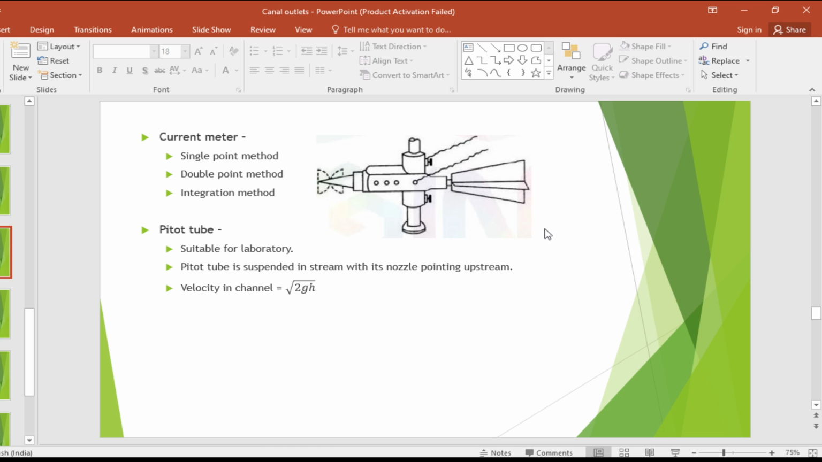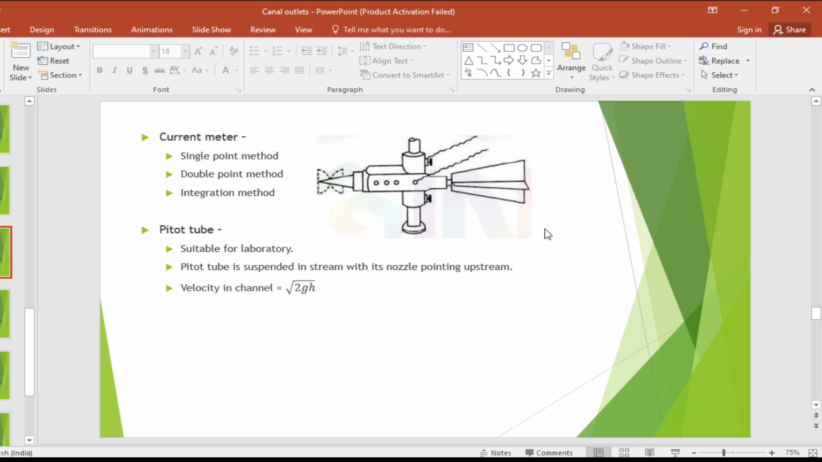Now the number of revolutions recorded by the meter corresponding to the velocities is determined. Number of revolutions we can determine. Now the graph is plotted with velocity per second as the ordinate and number of revolutions per second as abscissa. This is known as your rating curve.